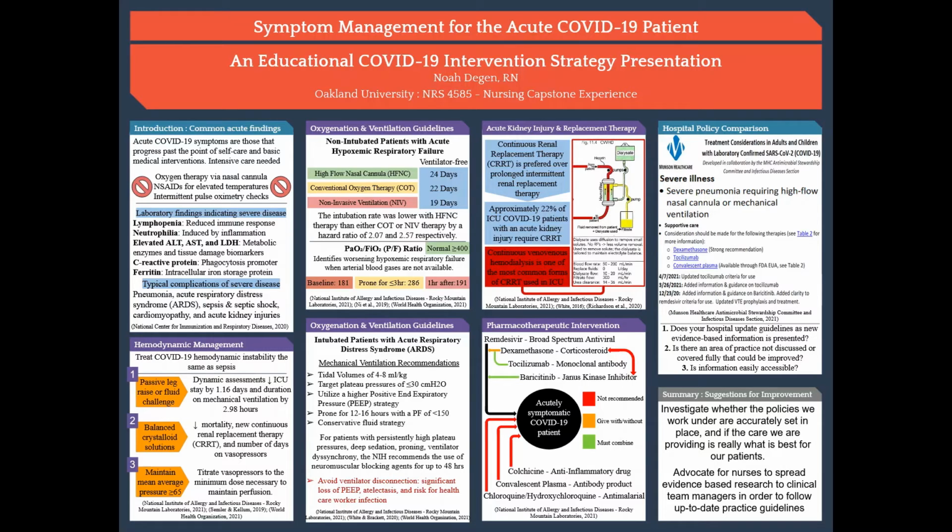For example, at the time of this recording, the treatment considerations in adults and children with laboratory-confirmed COVID-19 at Munson Medical Center was last updated 83 days ago on April 7th, 2021. The recommendations made in this document regarding the necessity of combining dexamethasone with tocilizumab and other drug considerations are present and accurate. Full awareness is given to the care provider regarding what drugs are recommended against and for the acutely symptomatic COVID patient. There is, however, a complete lack of guidelines regarding hemodynamic management, oxygenation and ventilation guidelines, common laboratory findings, and acute kidney injury and replacement therapy.